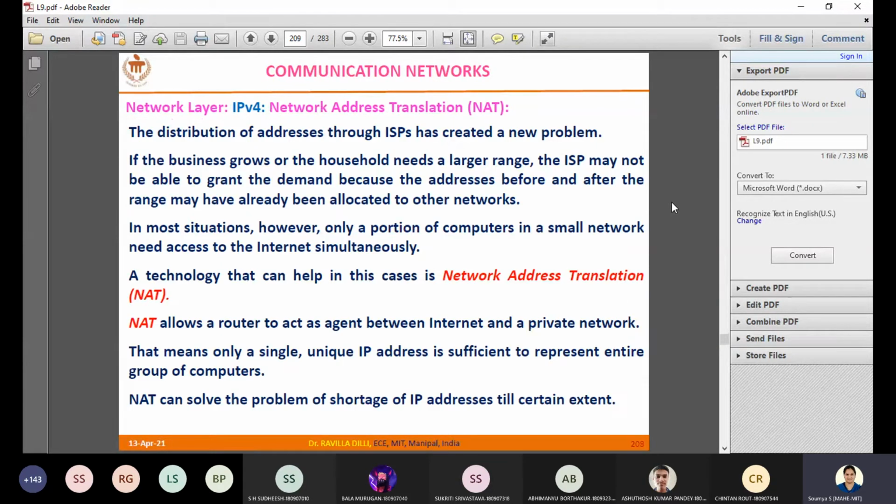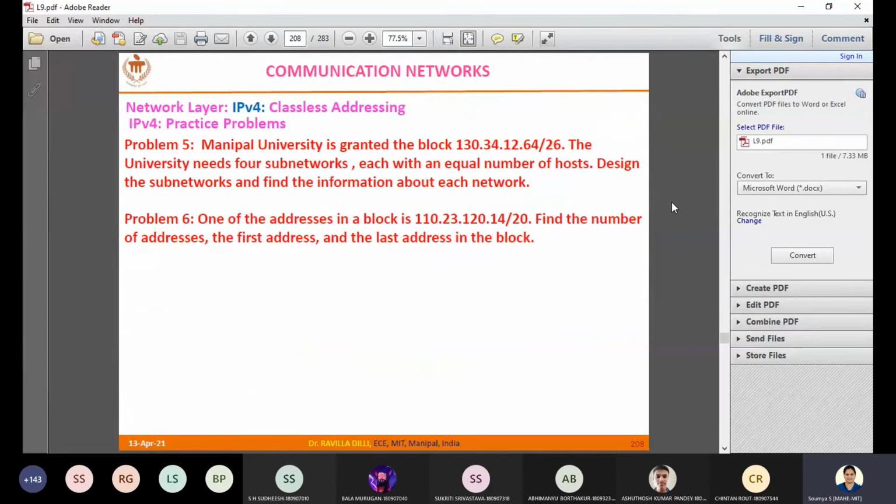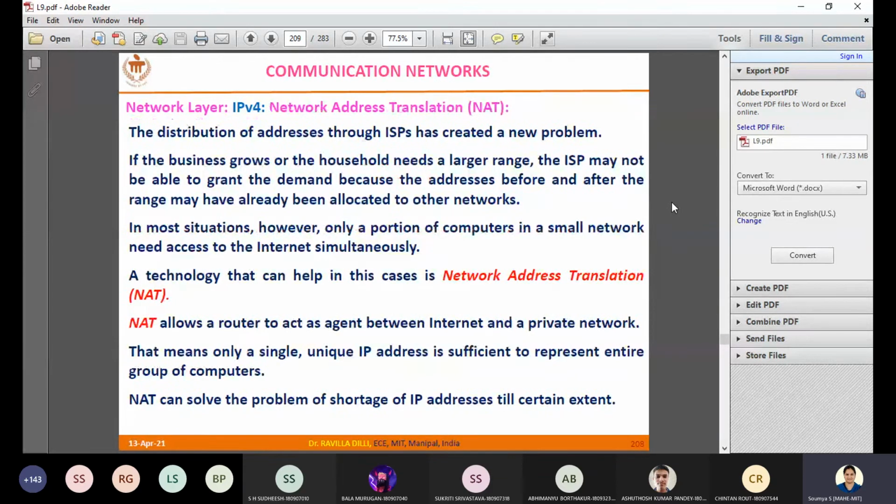There are some more practice problems given to you in this. So please go through and practice these problems without fail. They're very important and they carry marks, even with respect to your exams, they carry enough weightage. Now, what is network address translation?